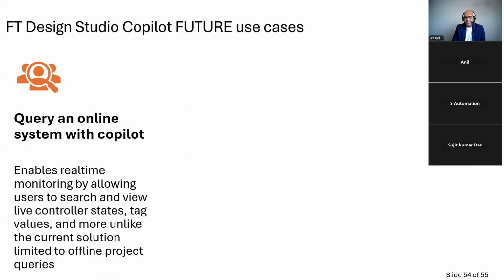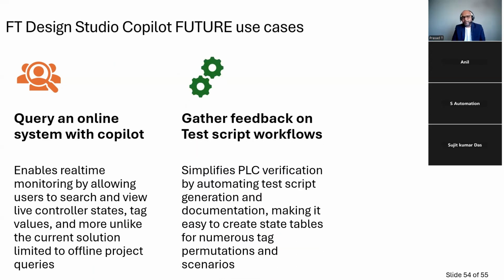So future use cases, this was also very interesting for me. Query an online system with the Copilot. That means they want to use the Copilot for real-time monitoring, unlike the current situation, which is limited to offline queries. So going forward, for example, we can ask a question such as: if there is an analog input, what is the value currently coming from that analog input? It could be air pressure or oil pressure. That's the future use case they have come up with.